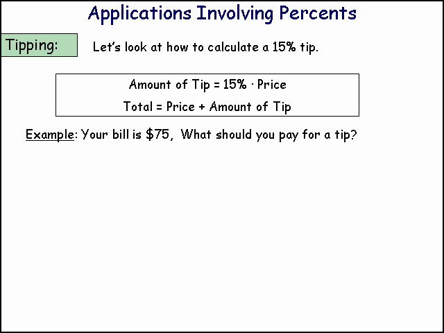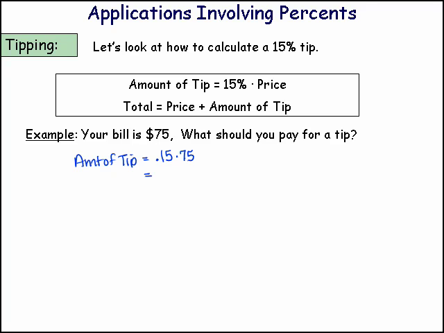The first method I'm going to show you is just the basic old throw it into these calculations and do it, and then I'm going to show you the fast way. So here our total bill is $75. So amount of tip will be 15%, which is 0.15 times 75.